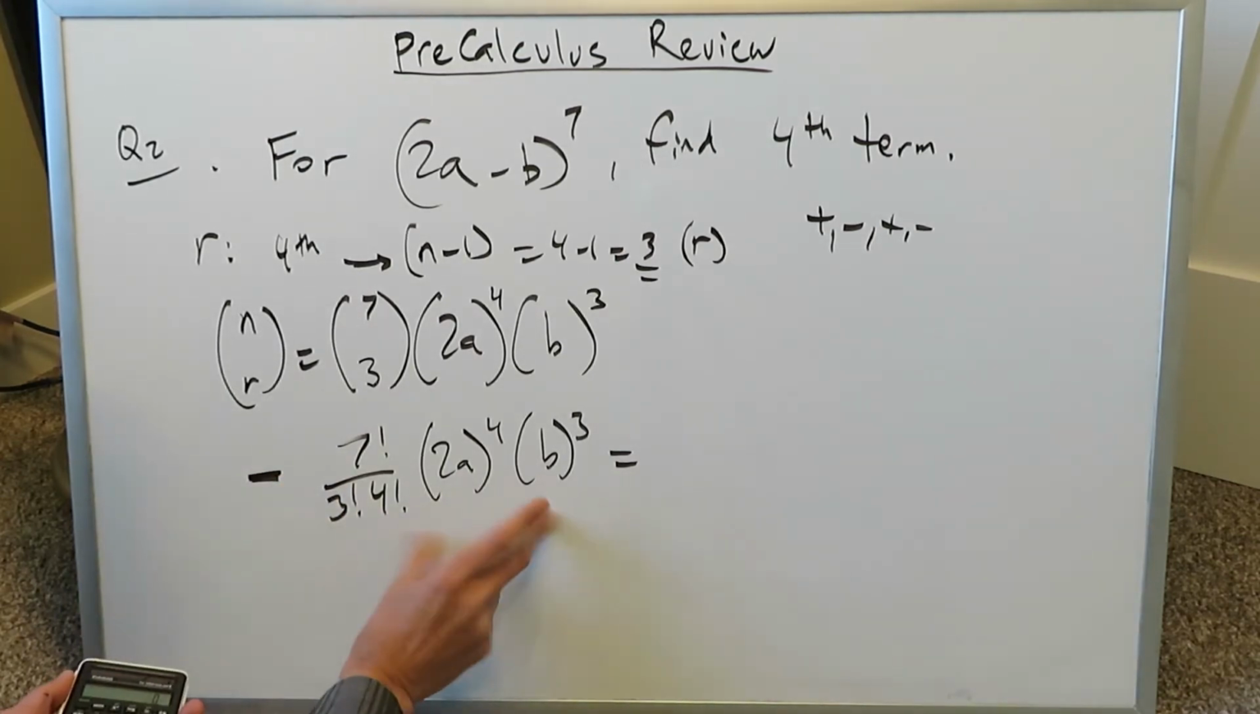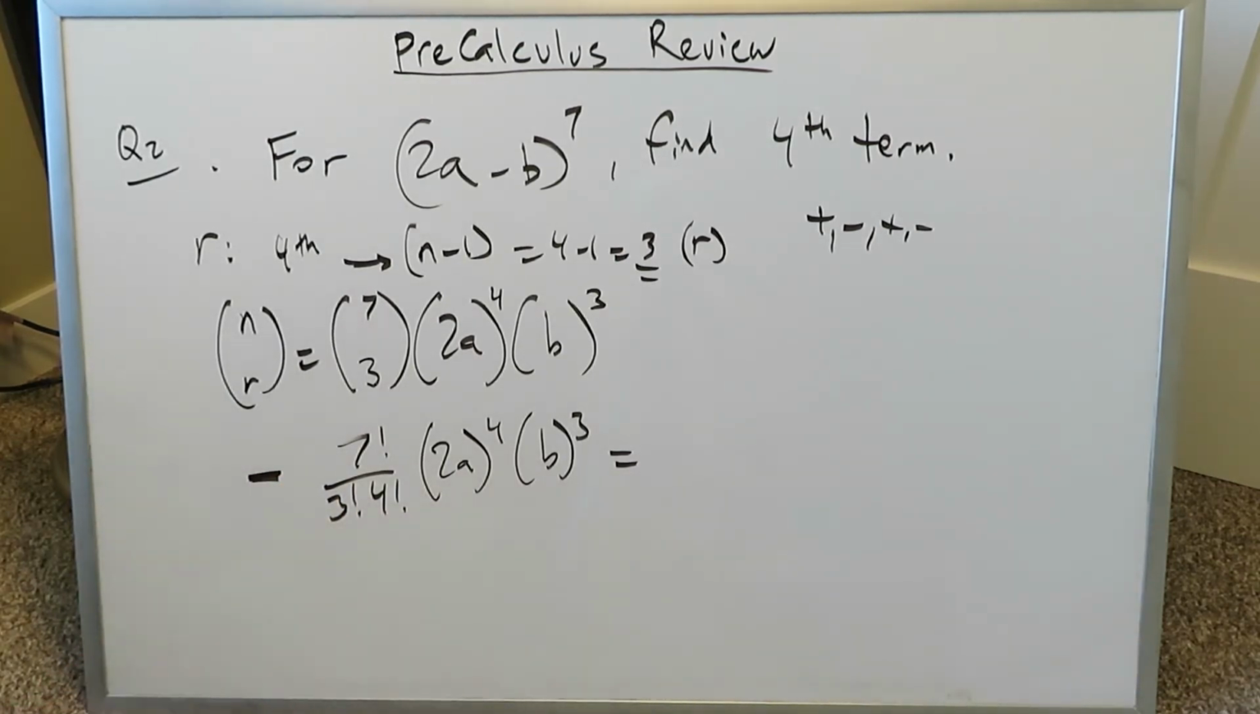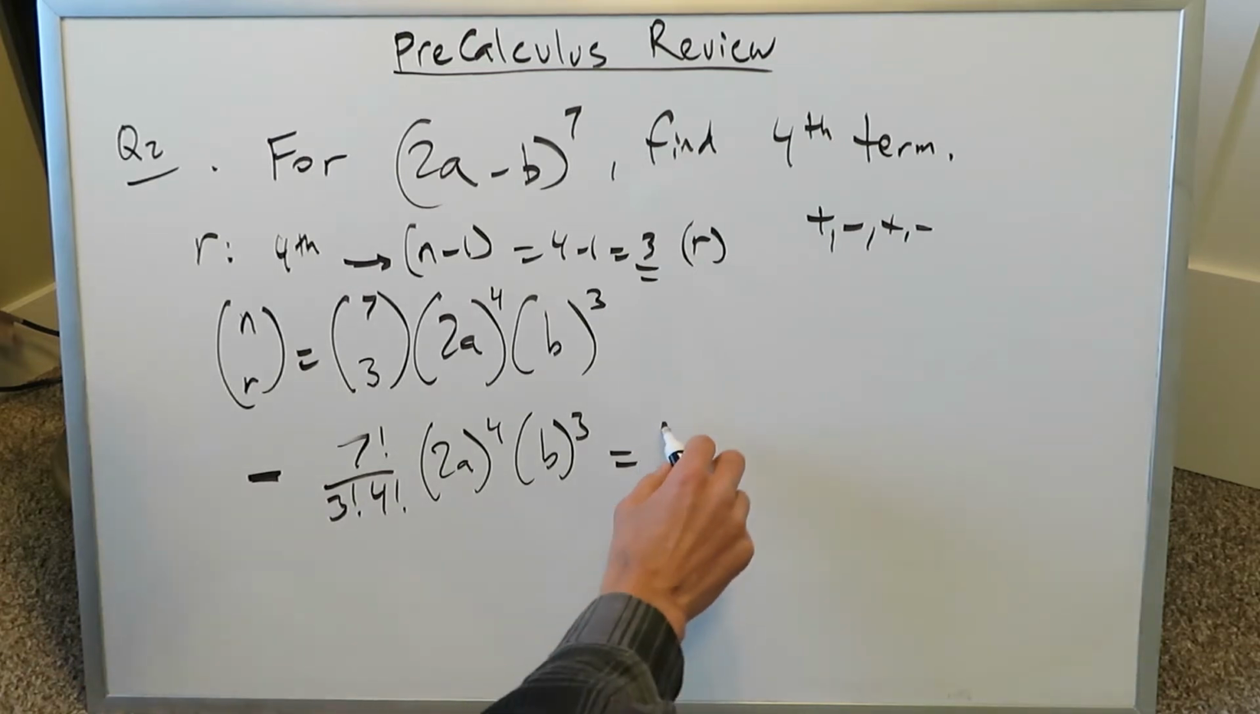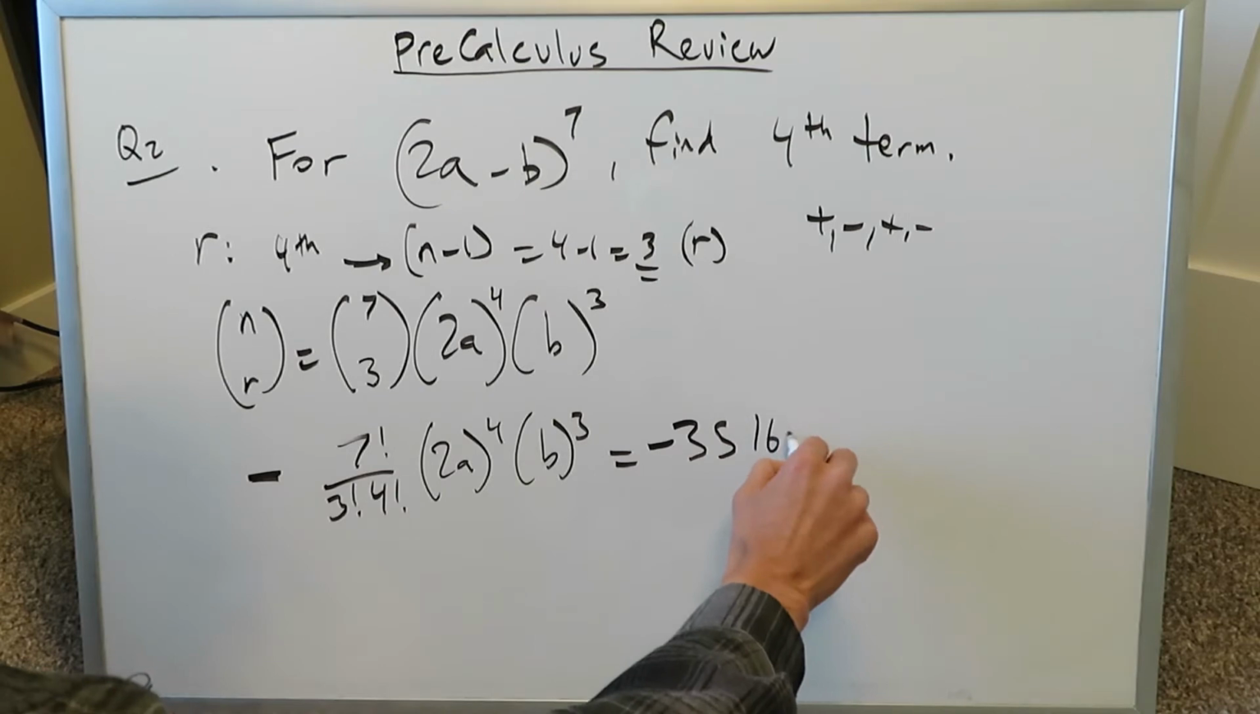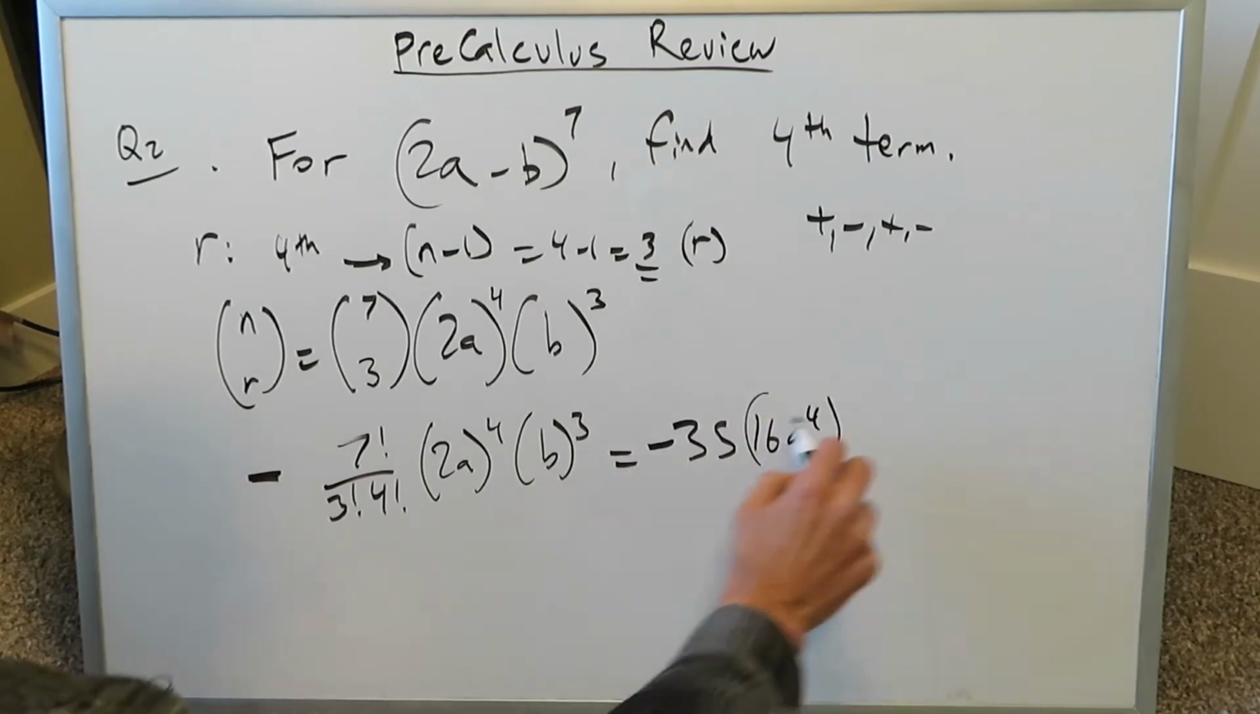So let's actually determine all of this, and we'll post a good answer for you. In terms of this combinatorial coefficient, I get a 35. Over here I'm going to get a 16, a to the 4, and here I'll get a b cubed.